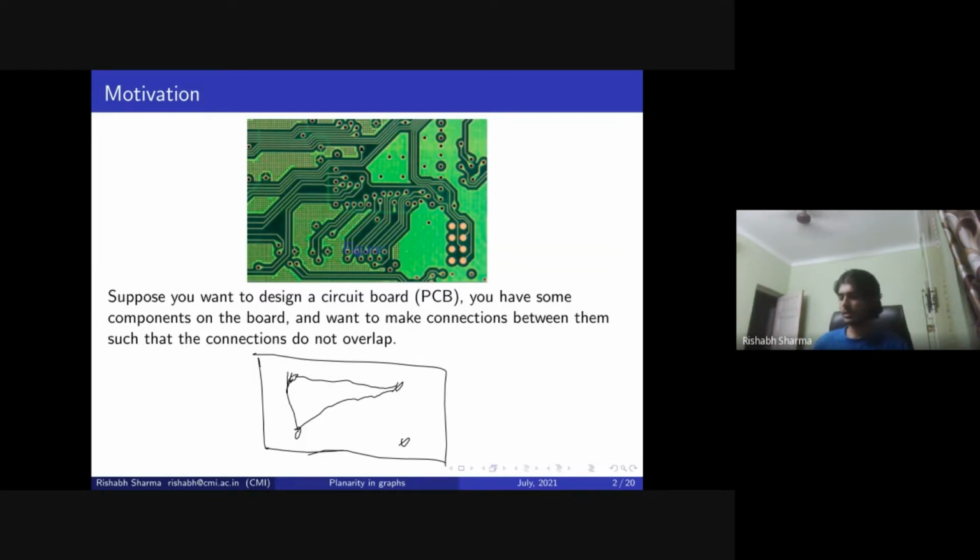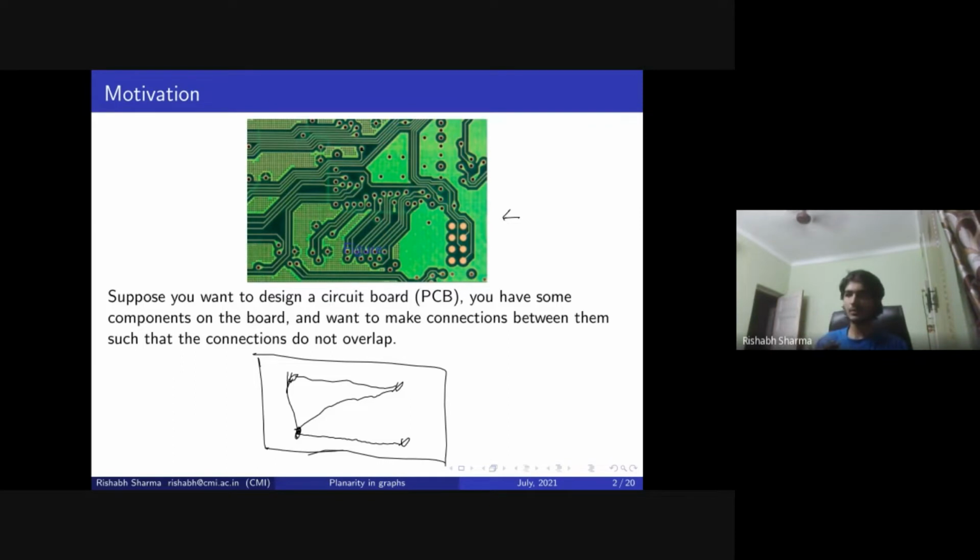So the idea is that you have a graph representing the circuit, the blueprint of the circuit that you have in mind, and you want to draw this graph on a plane surface, on this plane circuit board, in such a way that the edges do not intersect, except of course at the vertices. The edges intersect only at the vertices and nowhere else. So this is the basic problem that you want to tackle. You're given a graph and you want to find out if it's possible to draw it on the plane or not.